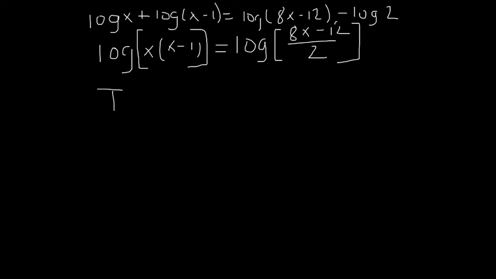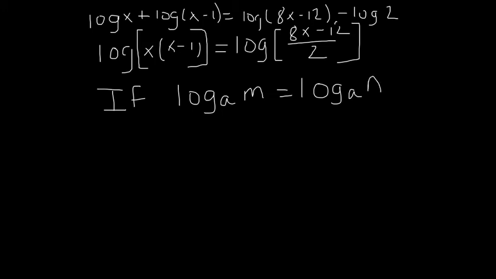So let me write the one-to-one property of logs. It says if you have log base A of m, this is in general, equals log base A of n. Let me draw attention to the fact here that we have log base A and log base A, and those are the same bases, and that's true in our problem. This happens to be base 10 and base 10. Then you can set m equal to n.